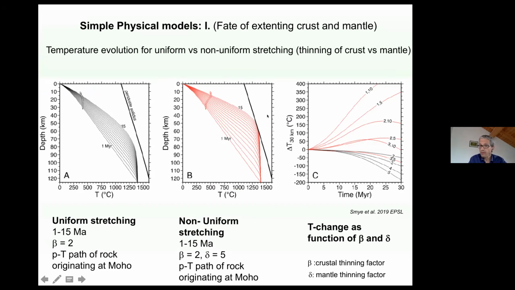If you apply a non-uniform stretching model, where you allow the stretching factor of the crust to be beta equals 2, and delta, the stretching factor of the mantle, equals 5, you get a very different picture over 50 million years. If you take again the same rock here, you would see that this part, which was at the Moho, would actually heat during rifting. So it's important whether stretching factors in the mantle and crust are the same or not, and this could influence whether the crust gets heated, as postulated in the paper by Smythe, or just cooled if you apply uniform stretching.